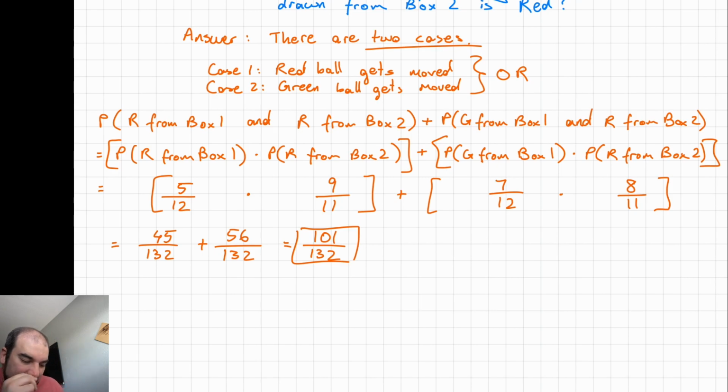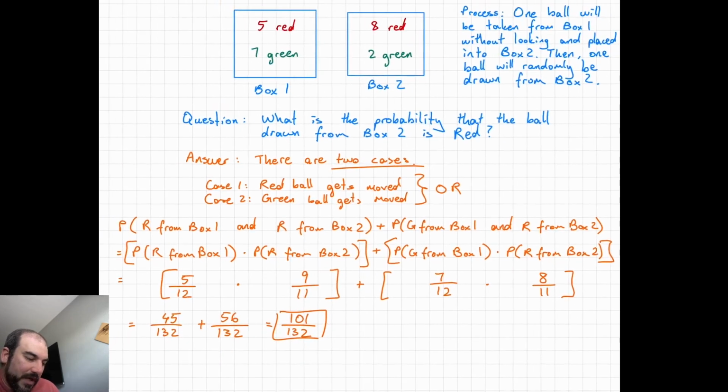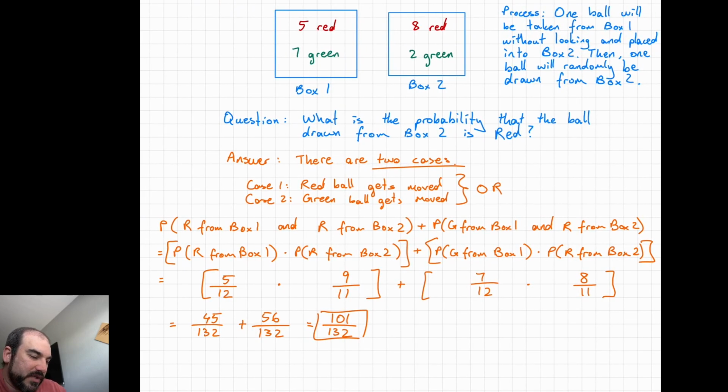And that's a pretty high probability, right? That's pretty close to 100% because 101 out of 132 different outcomes is what we're getting there. And the reason why it's so high, or it shouldn't be surprising that it's so high, since we have so many reds in box 2 to begin with. So either a red gets moved and that increases the number of reds, or a green gets moved and it slightly increases the number of greens, but there's still a lot more reds in the second box. So the fact that there's a lot of reds in the second box makes it understandable that this probability is pretty high.